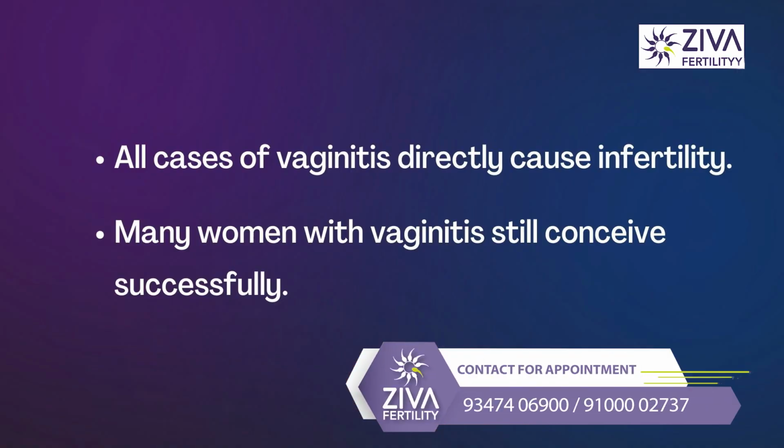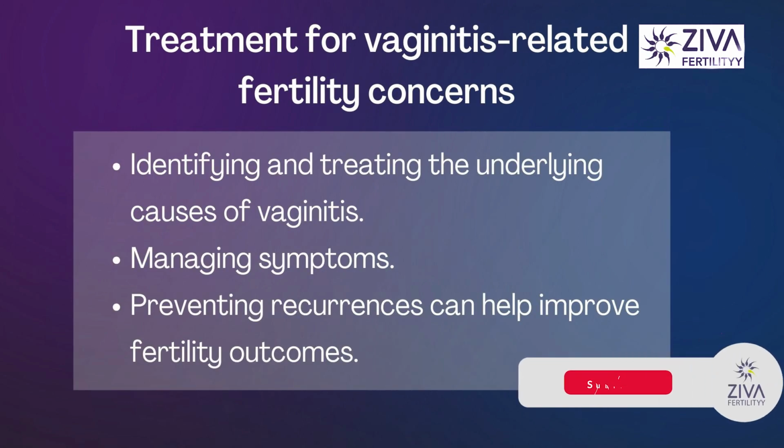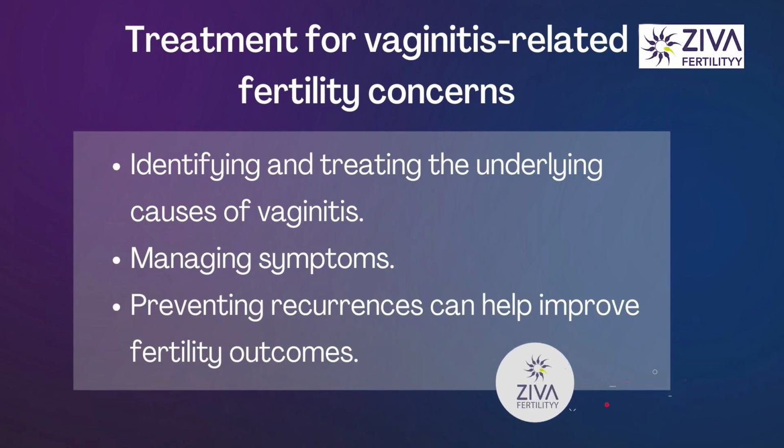Not all cases of vaginitis directly cause infertility, and many women with vaginitis can still conceive successfully. However, when vaginitis is severe, recurrent, or leads to complications such as pelvic inflammatory disease, it can have more impact on fertility. So, to treat vaginitis-related fertility problems, it's very important that you go for a medical evaluation and then treatment. Treating the cause of vaginitis, managing symptoms and preventing recurrences can help improve your fertility outcomes.